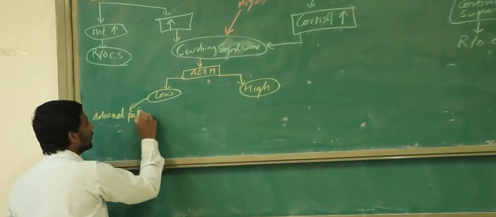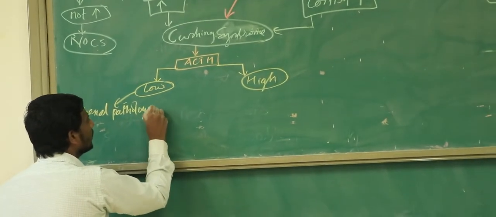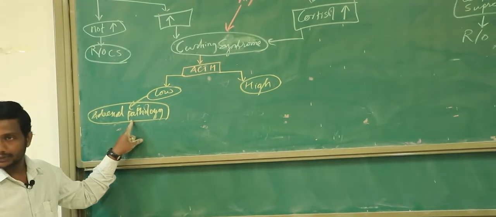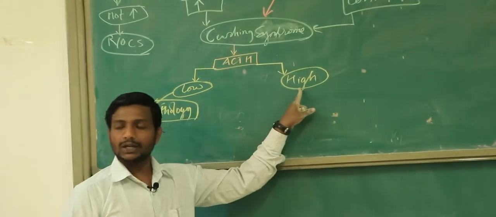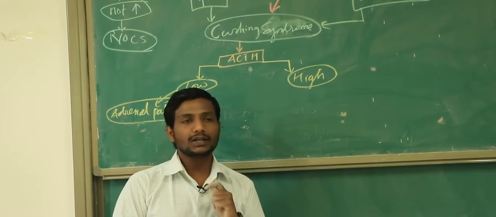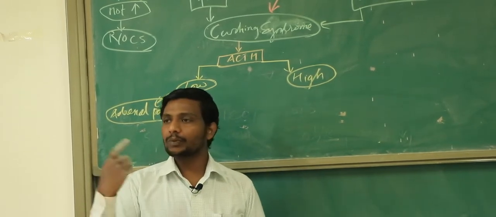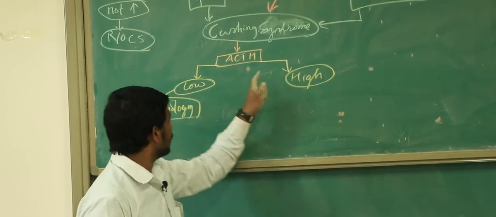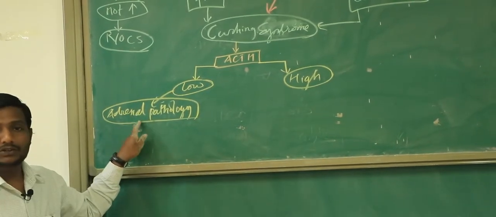Right? What is causing the Cushing syndrome for him? Adrenal pathology. If the ACTH is low, the patient is having the adrenal pathology. But if it is high, now again two things can happen: whether it is the pituitary adenoma or it is simply the ectopic paraneoplastic ACTH. Are you getting the idea? So now if it is low, we have got our diagnosis. What is that? Adrenal pathology.